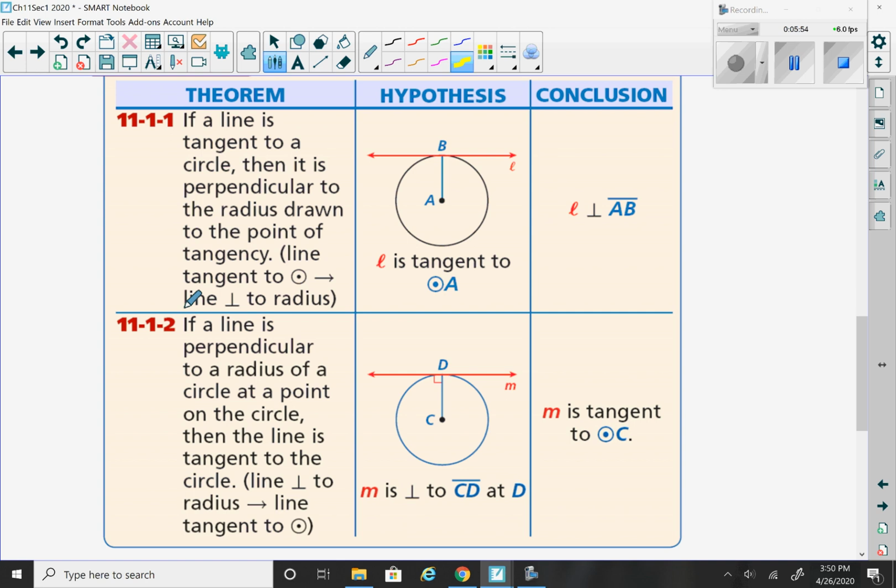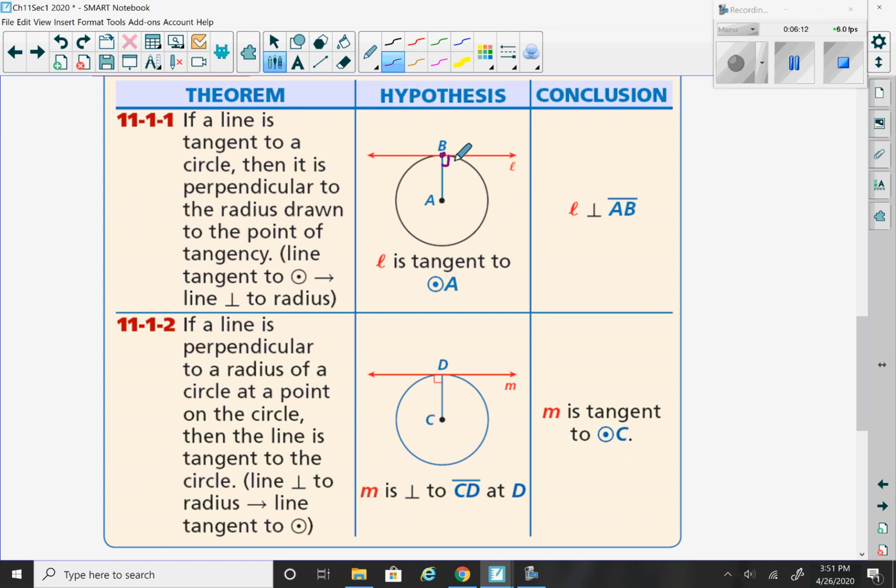So again, if a line is tangent to a circle, this line L is tangent to the circle at that point, there's my point of tangency, right? Then it must be perpendicular to the radius. So we know by this theorem that it's going to be perpendicular to that radius.